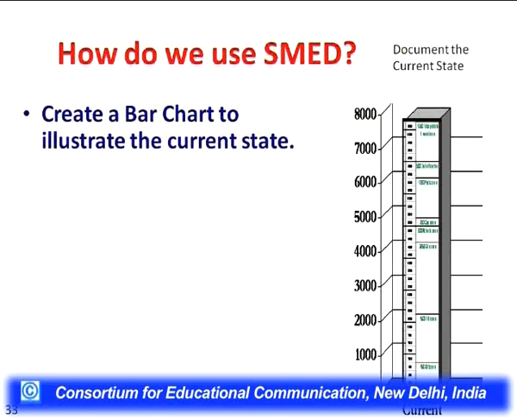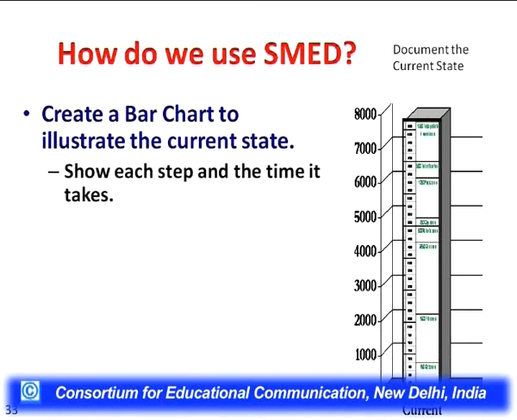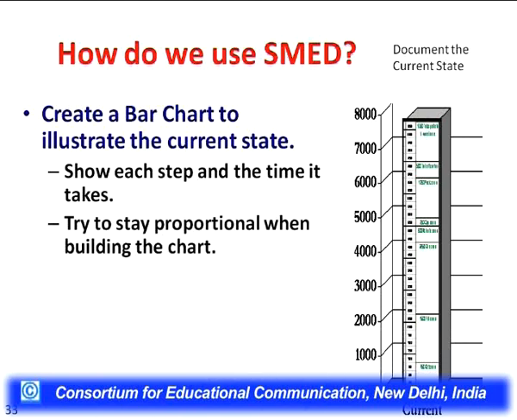Create a bar chart to illustrate the current state. Show each step and the time it takes. On the bar chart, we have to show each and every step we have observed so far. Try to stay proportional when building the chart. So, this bar chart should be made on a scale so that things are visible. The time taken at each step should be visible on the bar chart.